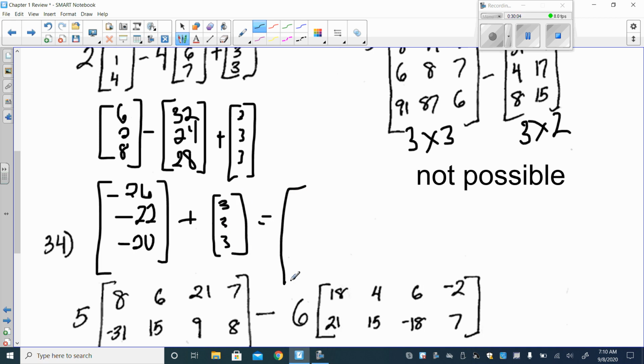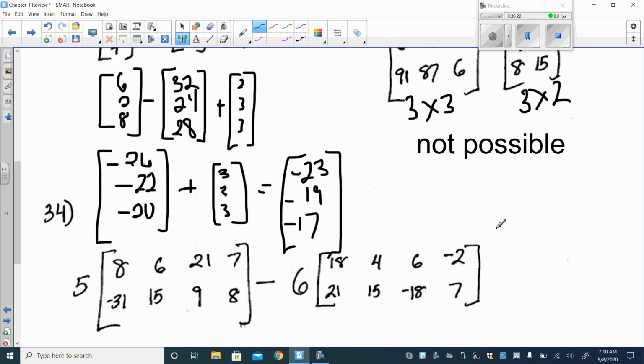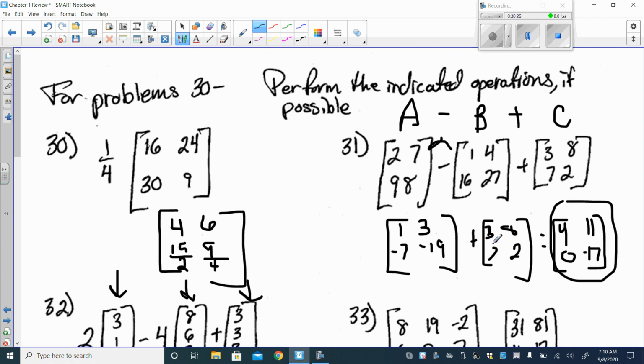So negative 26 plus 3 is going to be negative 23. Negative 22 plus 3 is going to be negative 19. And negative 20 plus 3 is going to be negative 17. And that's all we have to do to solve this one here. And the last problem, number 34, is going to be the exact same thing. It's just that we have a 2 by 4 and a 2 by 4 instead. So it'll just be a few more steps. And that's all we have to do for these here.